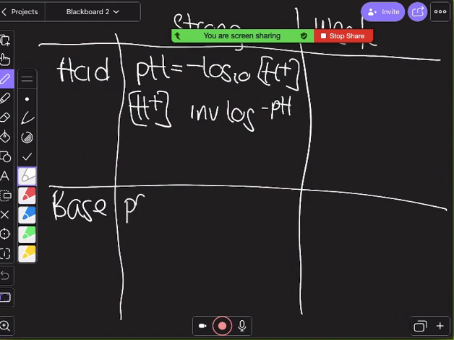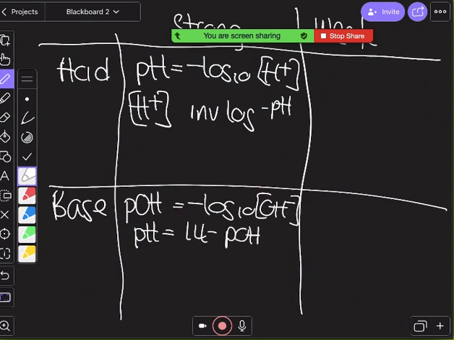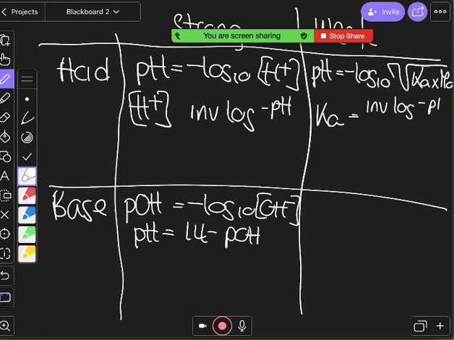So similarly for strong base, we just call it pOH, negative log to the base 10 of your OH minus concentration, and pH is equal to 14 minus your pOH. And that is really all they've ever asked on that. In your weak acid, we have two formulas. So we have the formula for pH, which is negative log to the base 10 of the square root of Ka times Ma. And then if we had to find Ka, what would we do? So this is the inverse log of minus pH, squared, over Ma.